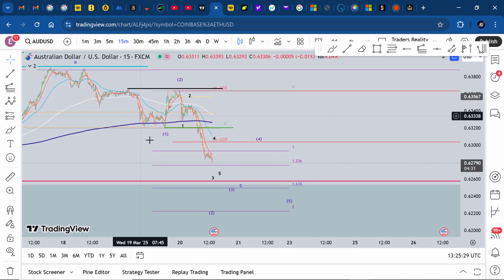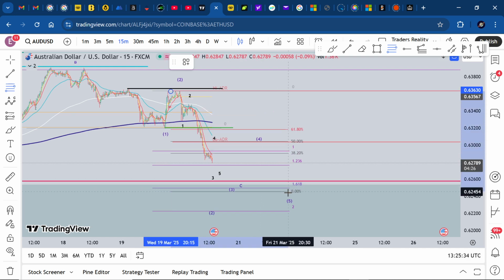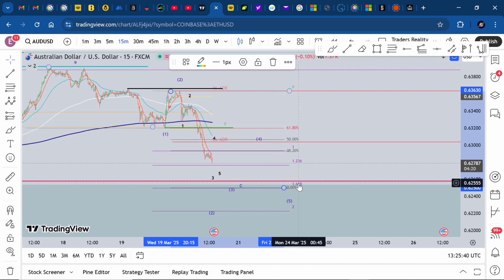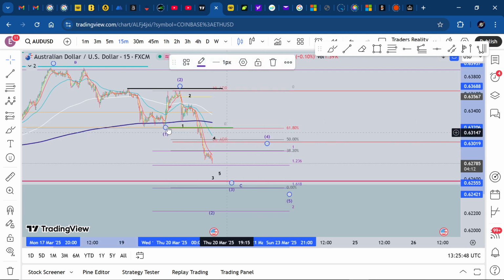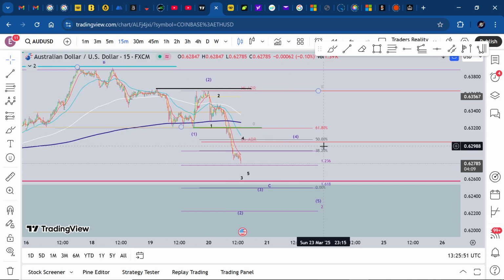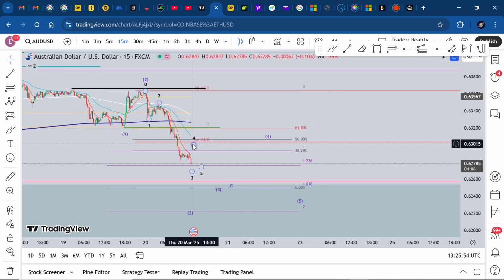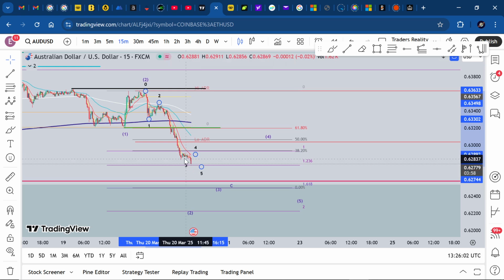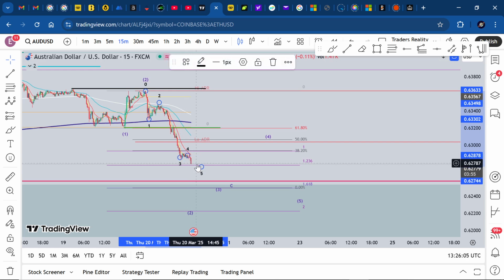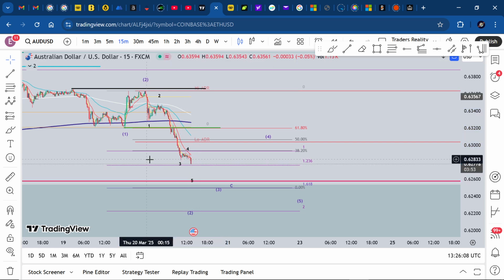But at the same time, if that was the case, that would be our 2. Say 3 came down, touched the 1618. If we came back and touched the 0.618, it would invalidate the 4th wave. Also, we would have gone into the 1 wave, invalidating the 4th wave again. Currently, we could have price moving like this on a real small scale.